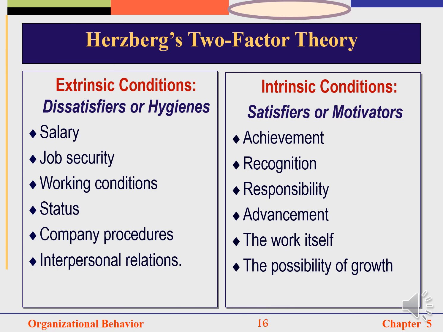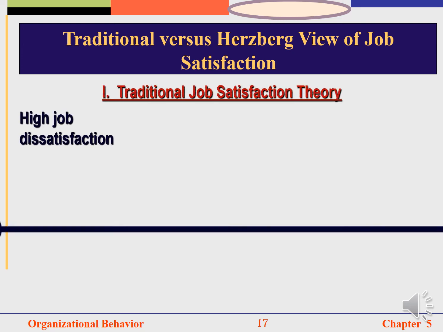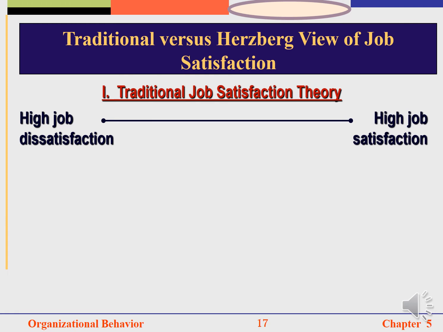Why is that? Look at the difference between Herzberg and the traditional view of the feeling of satisfaction. Before Herzberg, people believed that satisfaction and dissatisfaction are the same feeling. They are different in degree, in level, but not in type. So this is one kind of feeling. When it is reduced to minimum, it is dissatisfaction. When it is increased to maximum, it is job satisfaction.